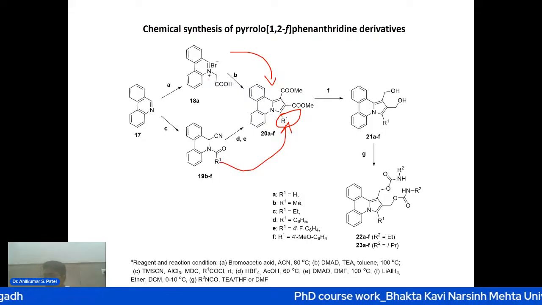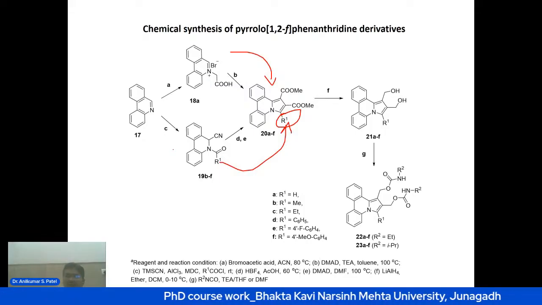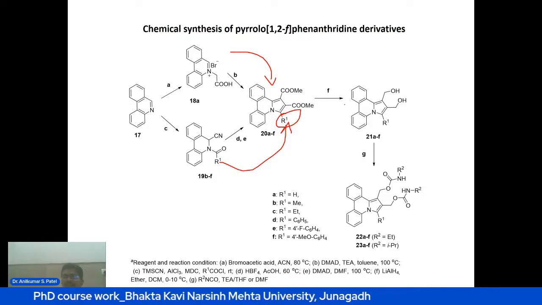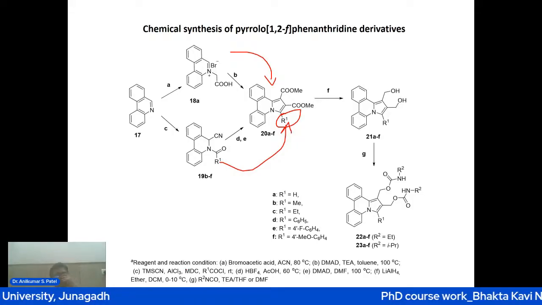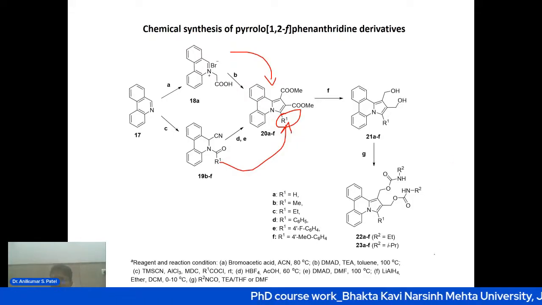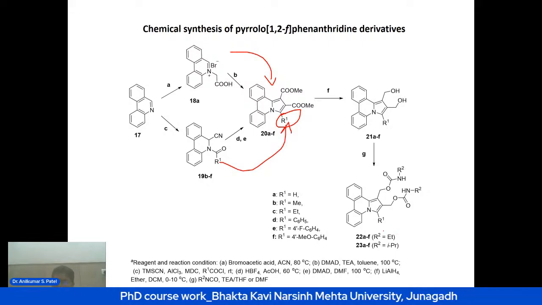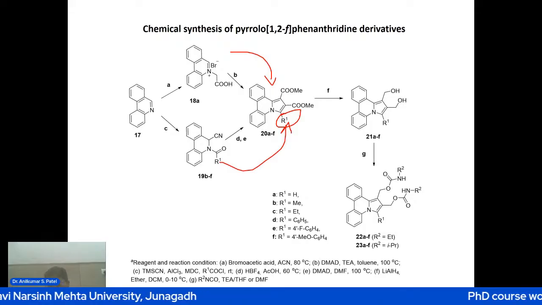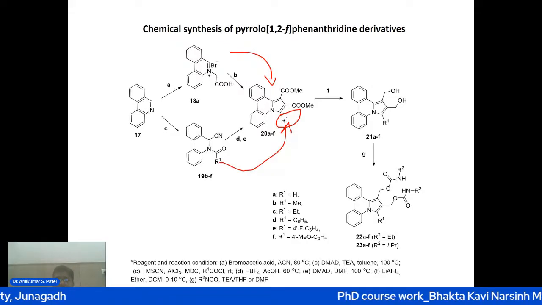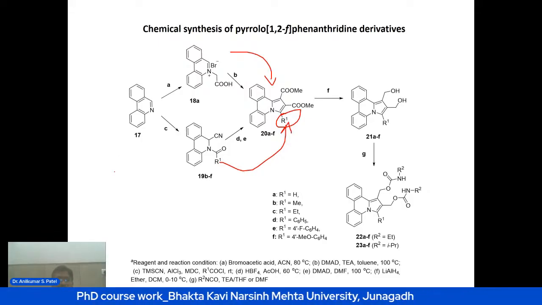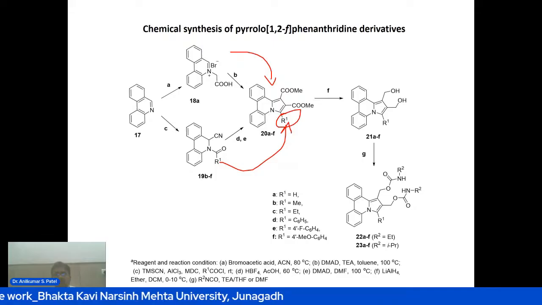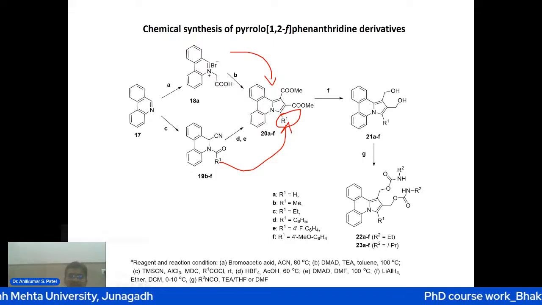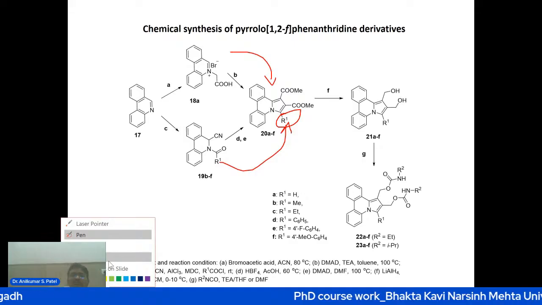After that, this diester is reduced to the diol by using lithium aluminum hydride in ether and dichloromethane. Then it can be converted into the ethyl and isopropyl carbamates, which we prepared in earlier papers. So the chemistry is almost similar, but we are focusing more on the biological activity, because we have prepared similar analogs, similar bioisosteres, taking similar approaches for the drug designs.